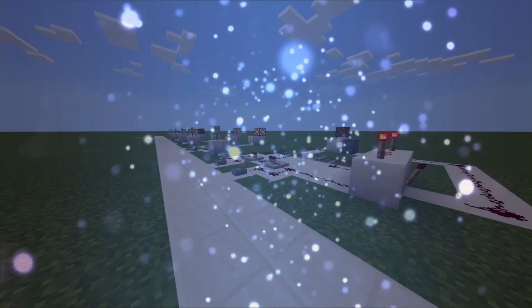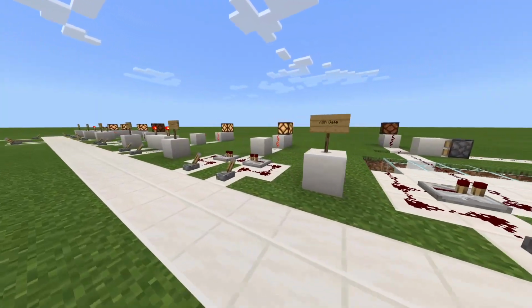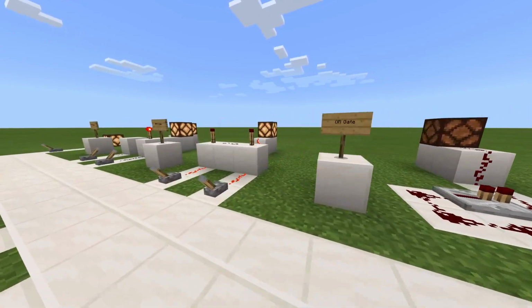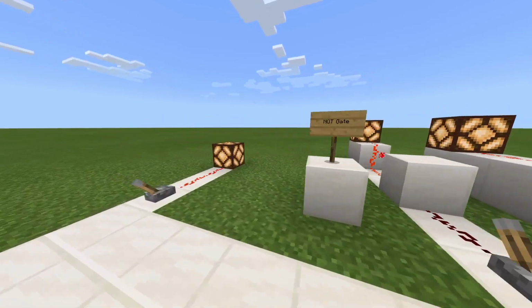Hello everyone, you're watching Claude, and in this video I'm doing something that I hope will be very resourceful and helpful to you guys. I'm going to use Minecraft to help explain logic gates, which is a super important topic in real world computer science and also for redstone contraptions in this game.